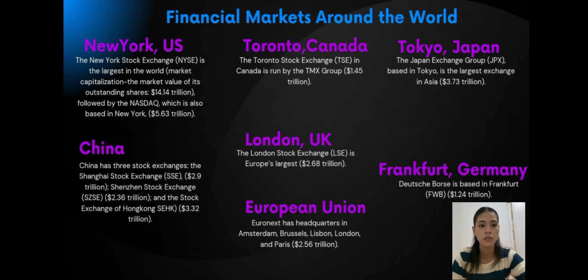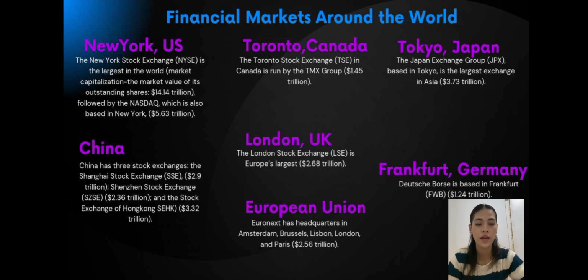Second is the Toronto Stock Exchange in Toronto, Canada. The Toronto Stock Exchange in Canada is run by the TMX Group. It was founded in 1852. It is the 9th largest stock exchange in the world and the 3rd largest stock exchange in North America by market capitalization. Third is the Japan Exchange Group in Tokyo, Japan. The Japan Exchange Group, based in Tokyo, is the largest exchange in Asia with $3.73 trillion.